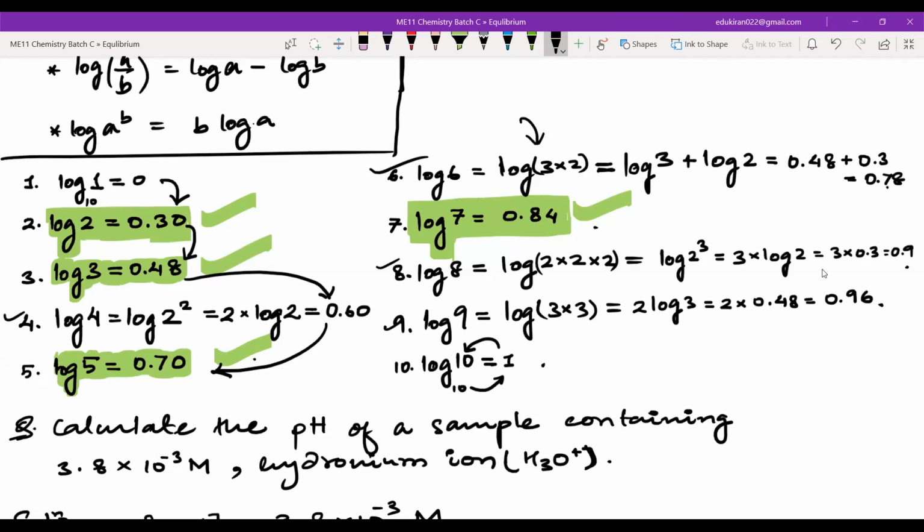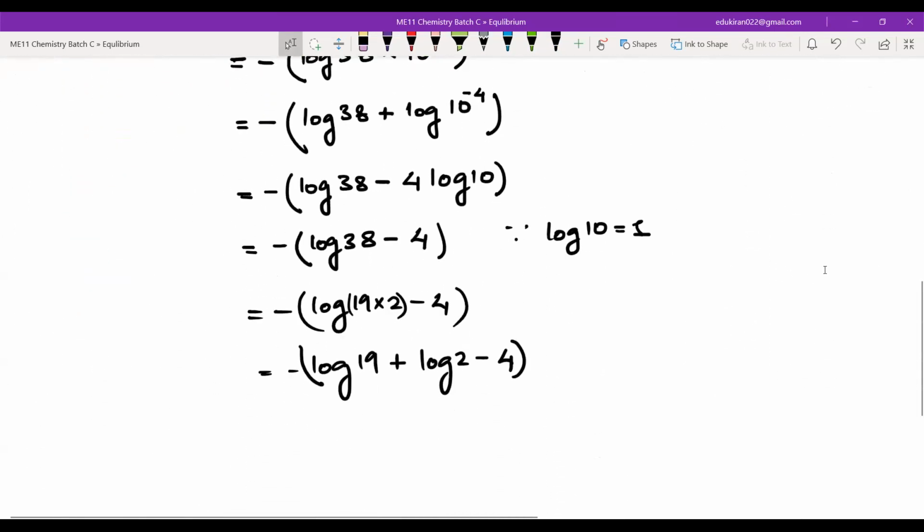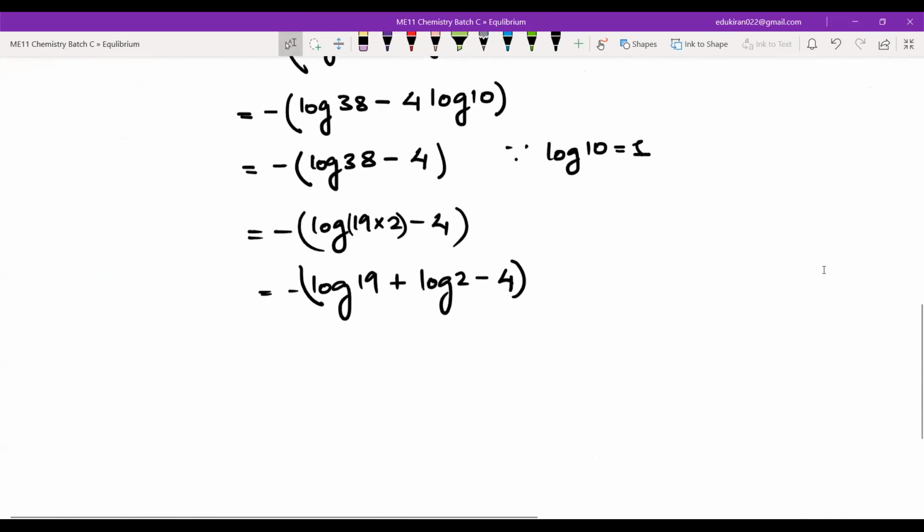That means if you choose the next number, then you will be closer to the value. You can check this out later on. But as of now, you will write log 19 for approximation as log of 20. It won't hurt. Please just trust me on this.